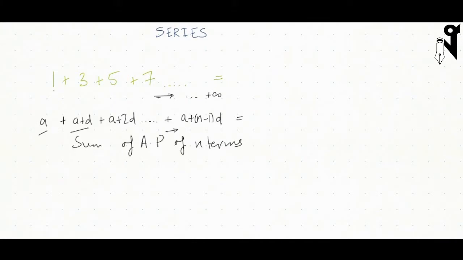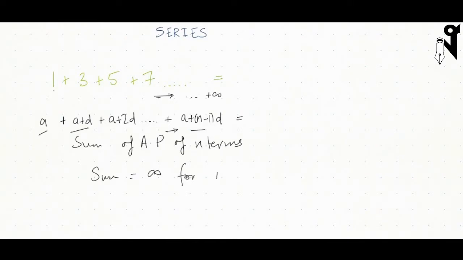I'll just give some interesting facts about an infinite arithmetic series. So infinite meaning that the number of terms never ends. So it just keeps going on and on and on. Whatever I take the series as a plus d, a plus 2d, dot dot dot, all the way till a plus n minus 1 d, its sum is always infinite.